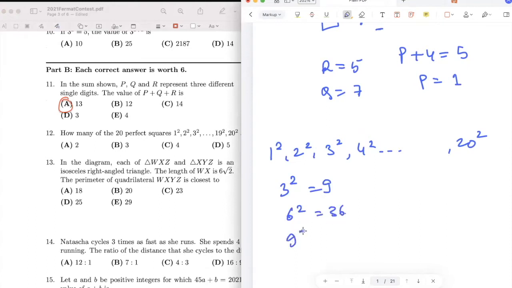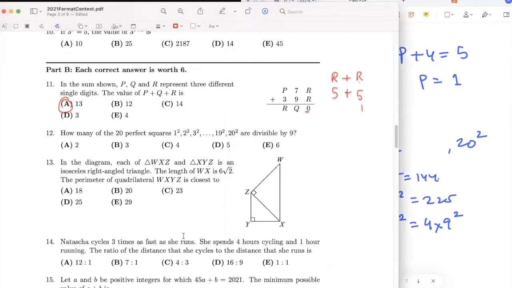Then you have 9 squared, which is 81. 12 squared, which is 144. 15 squared, which is 225. And 18 squared, whatever that may be, it's 4 times 9 squared. So the only numbers that are divisible by 9 are these 6 numbers. So 6.